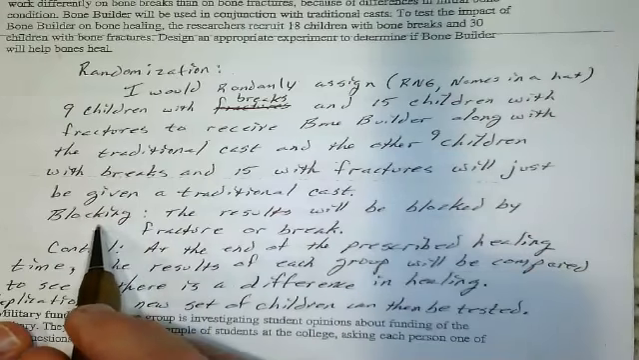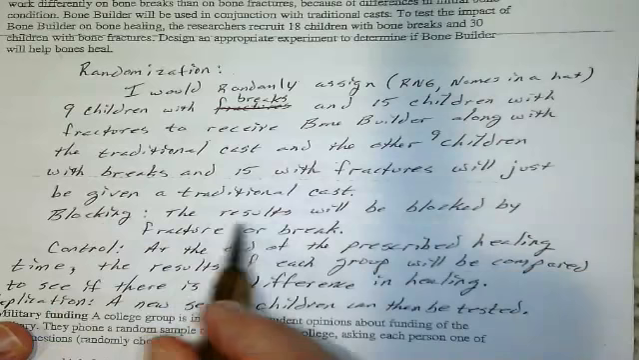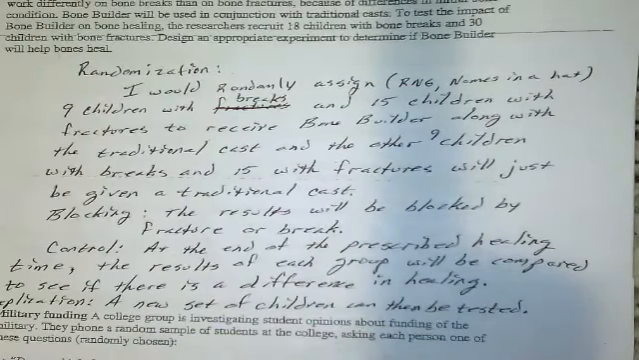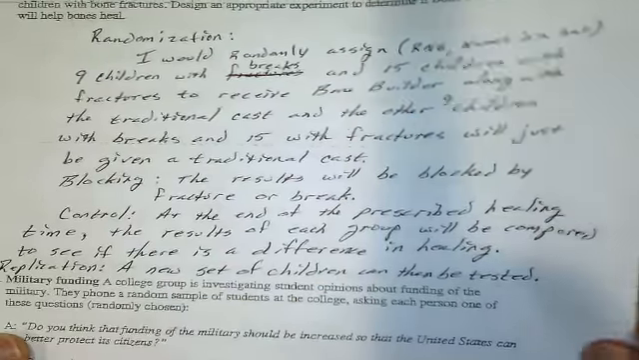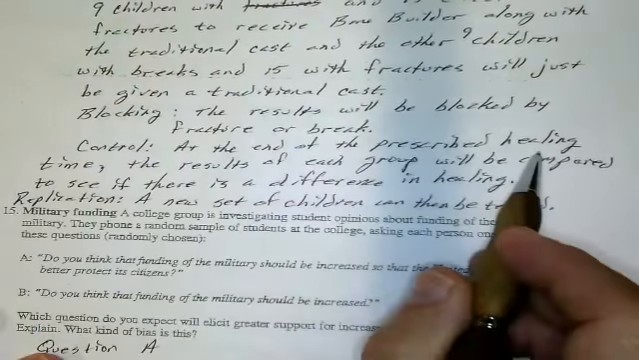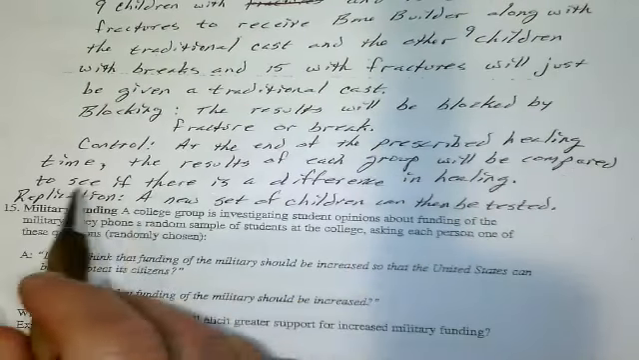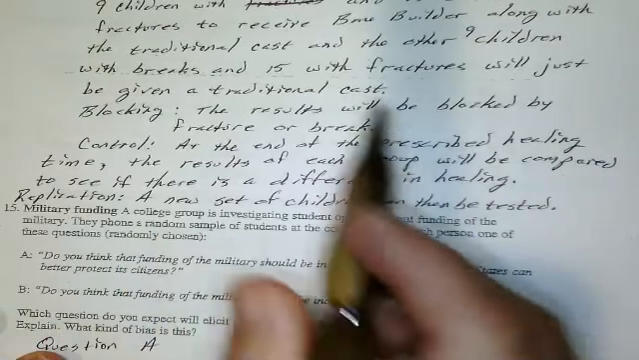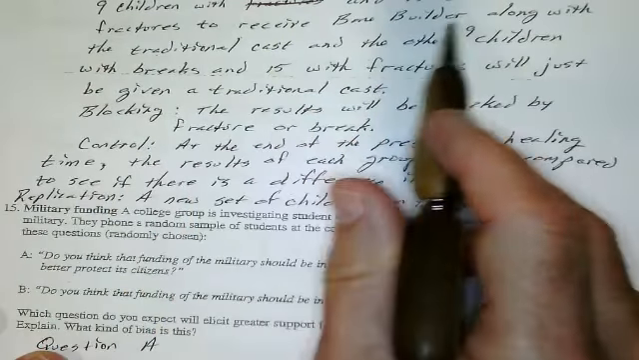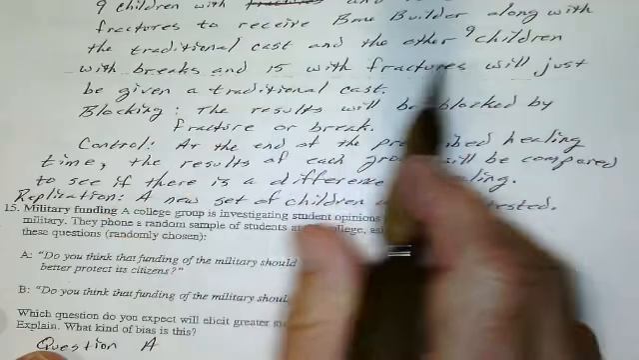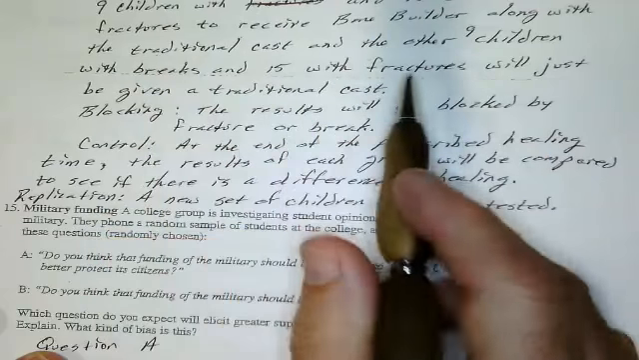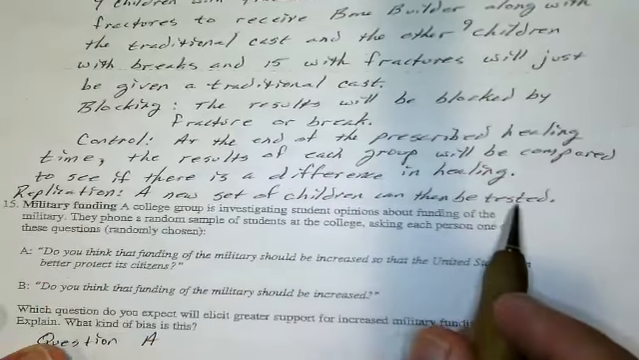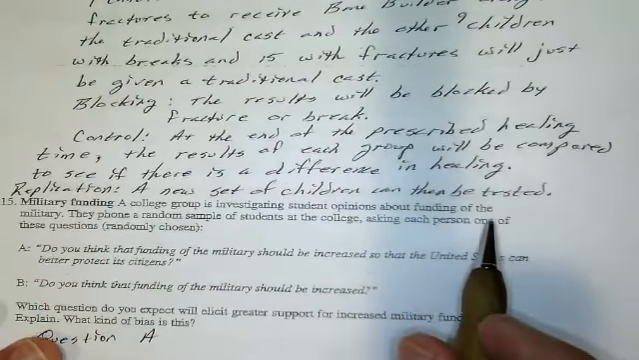And so then I want to say I'm blocking here. The results will be blocked by fracture or break. So we're dividing into 4 total groups. And my control here is that at the end of the prescribed healing time, the results of each group will be compared to see if there's a difference in healing. So we're going to compare the breaks with bone builder, the fractures with bone builder, the breaks without bone builder, the fractures without bone builder. And then replication: a new set of children can be recruited and tested to do the same thing.